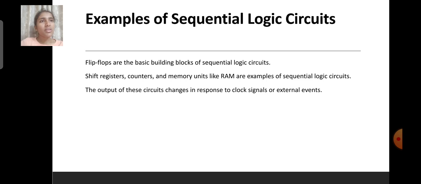Examples of sequential logic circuits. Flip-flops are the basic building blocks of sequential logic circuits. Shift registers, counters, and memory units like RAM are examples of sequential logic circuits. The output of these circuits changes in response to clock signals or external events.